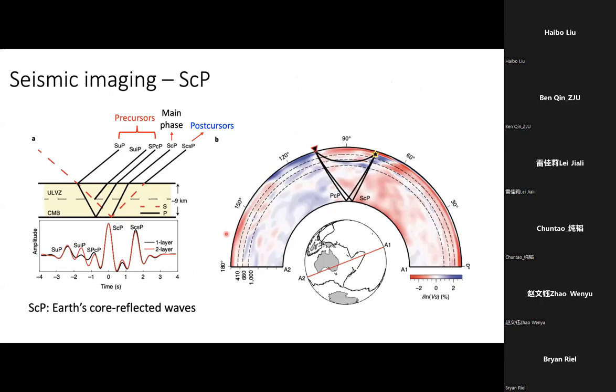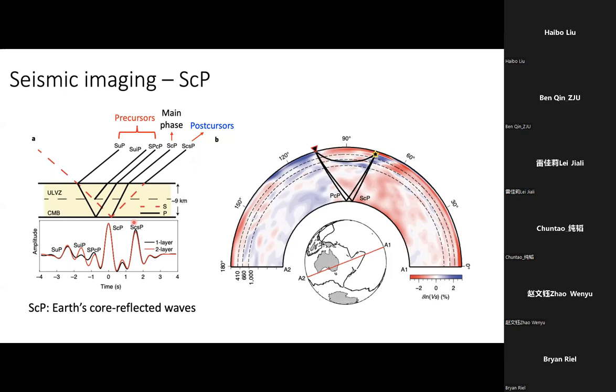So that's basically how this method works. Here's a figure from their paper, and they use the ScP phase. As you can see, the main phase is ScP, and we have three precursory arrivals and one postcursor arrival.